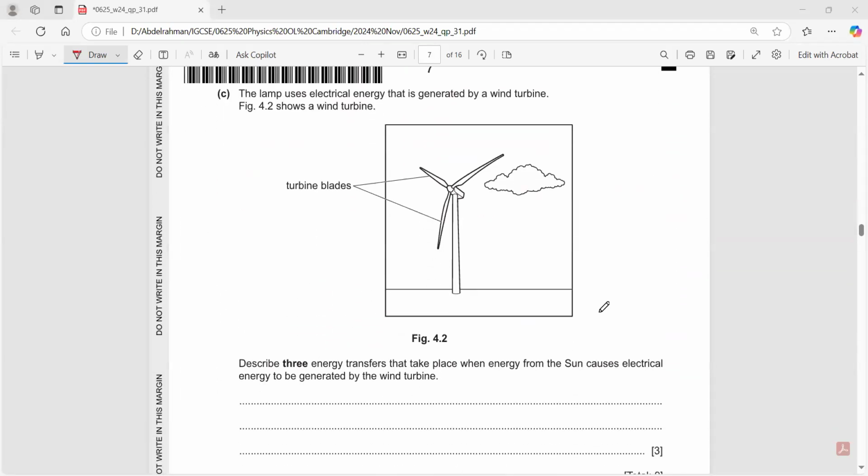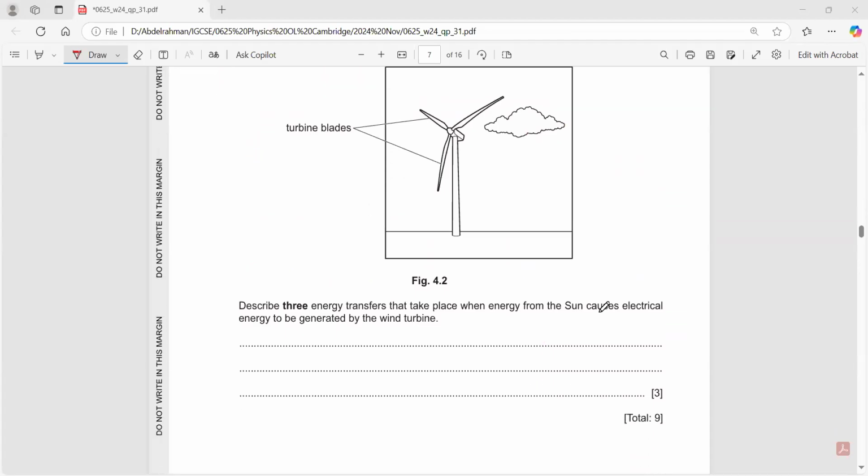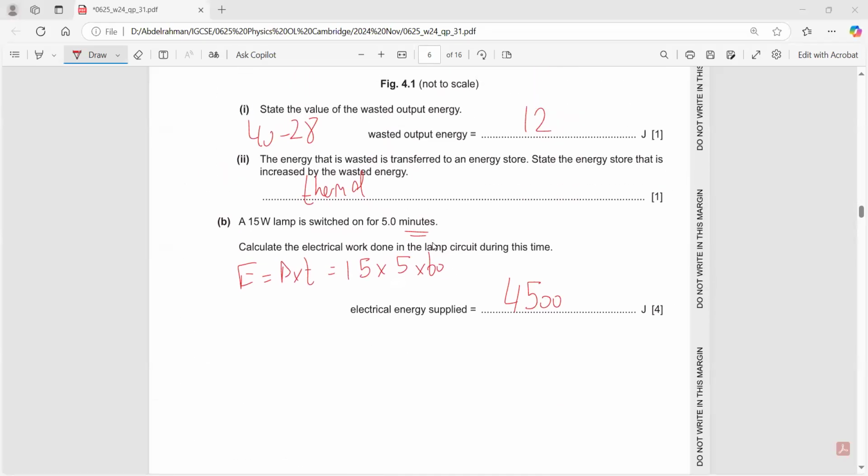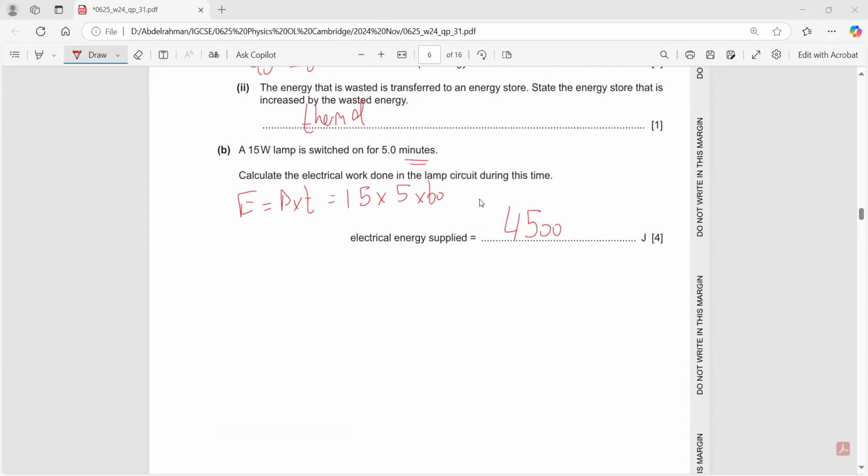The lamp uses electrical energy that is generated by a wind turbine. Describe three energy transfers that take place when energy from the sun causes electrical energy to be generated by the wind turbine. Okay. Why does it have to be in seconds? Because the SI unit of time is seconds. So if you have any question that requires you to use the time in this equation, you have to use the time in seconds. Energy equals power times time, or power equals energy over time, power equals work done over time. So to find the energy, energy would be equal to power times time. Okay?